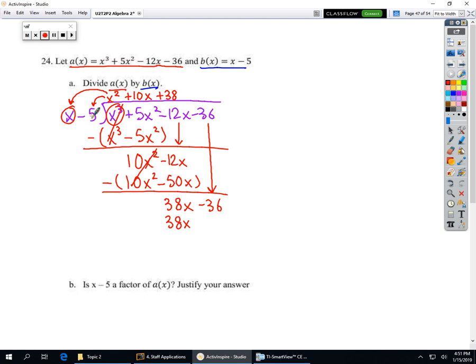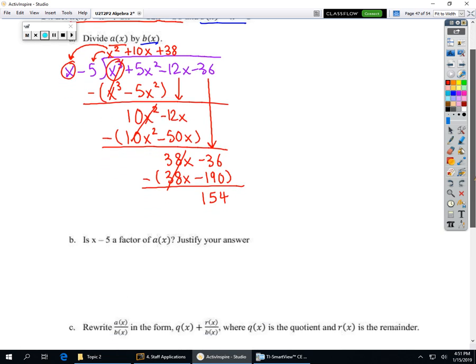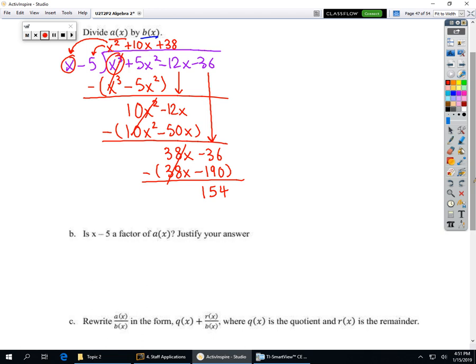38 times negative 5, I already did this, is negative 190. I need to subtract now. Cancel. Negative 36, that's a minus and a minus. Minus minus is plus. So I add it to get 154. I got a remainder. Huh. If you get a remainder, that means what you divided by is not a factor of a(x). So no, it is not a factor. Nope. x minus 5 is not a factor of a(x).